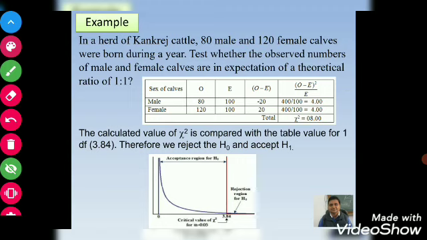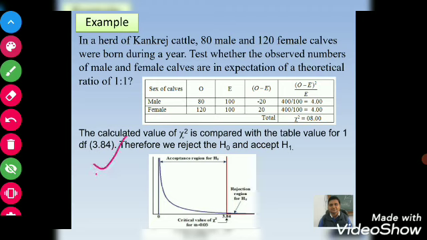Now you have to test whether your calculated chi-square is greater than or lesser than the tabulated chi-square value. So the calculated value of chi-square is compared with table value for 1 degree of freedom. Why 1 degree of freedom? Because degree of freedom in case of chi-square will be k minus 1, that is number of classes minus 1. So here number of classes are 2. Which are those two classes? Male and female, sex of the calves. So the degree of freedom will be 1, and the value of chi-square at 1 degree of freedom at 5% level of significance is 3.84.